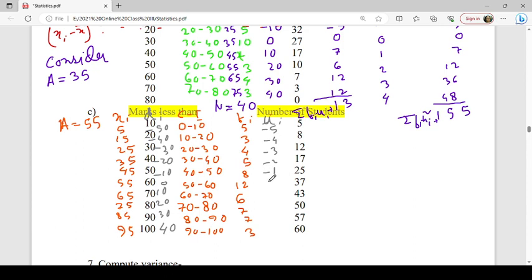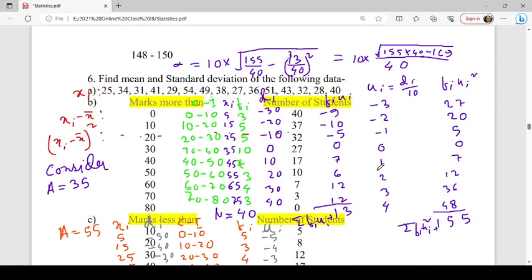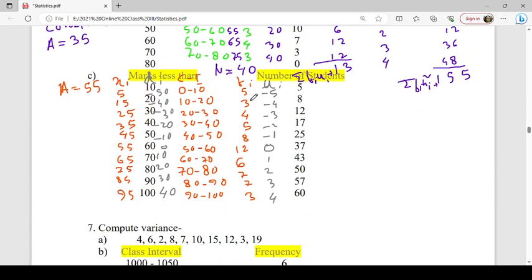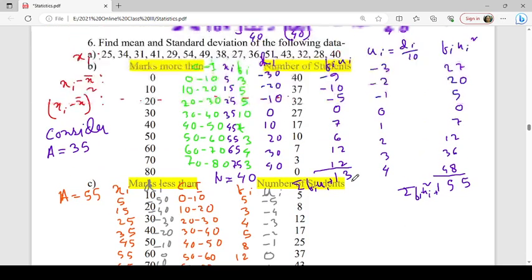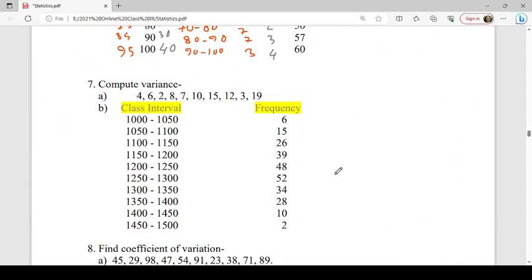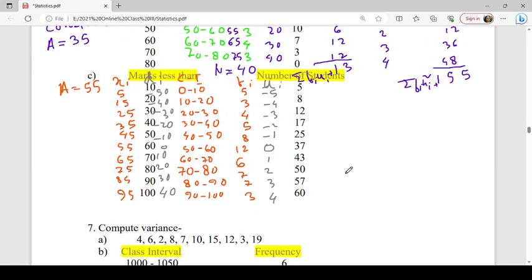and it is -1, then it is 0 and 1 2 3 4, and in a similar way you find fi ui, same procedure here, fi ui, then ui, and then you make the sum. Here our n is summation fi, it is 60, and we will have the standard deviation for this. So this is the way to find standard deviation of a data.